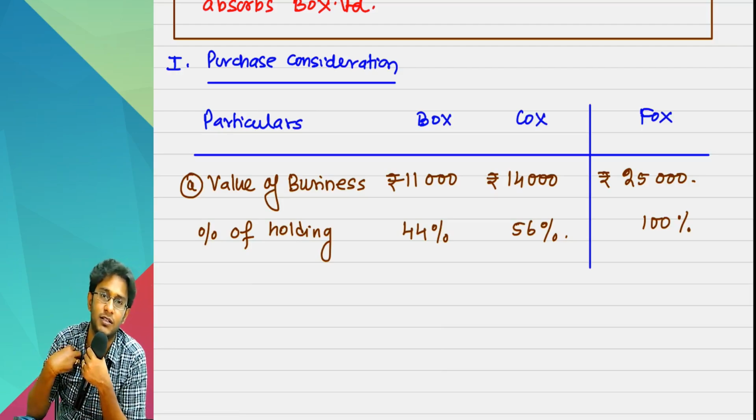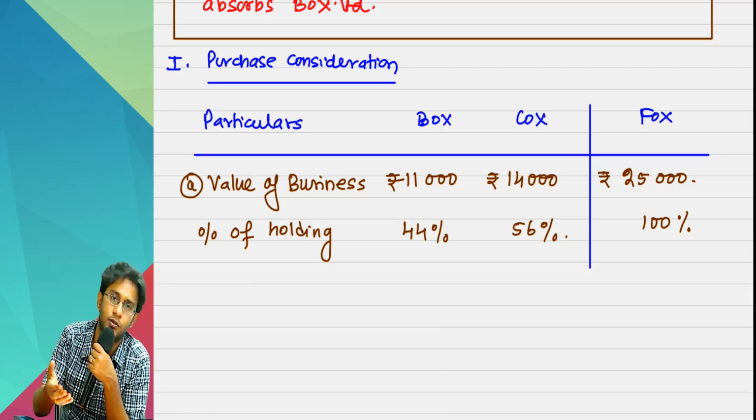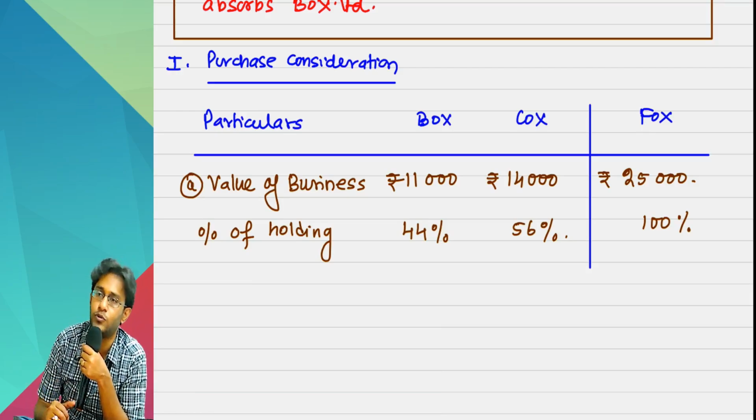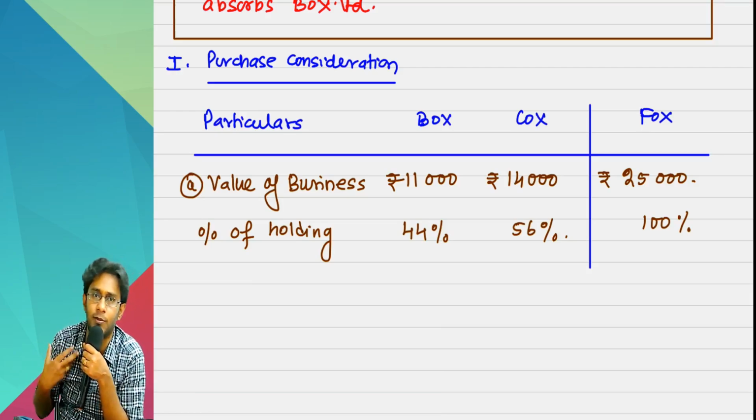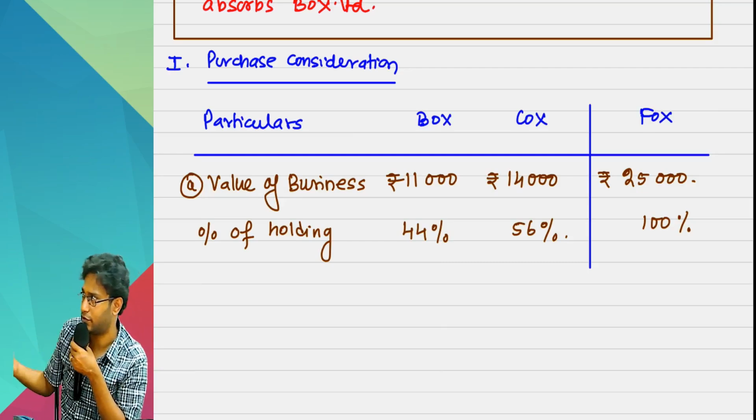Sir, if my net assets worth is 14,000, your net assets worth is only 11,000. Tell me who should have more shares? Who should have more shares? Because I'm having more net assets contributing to Fox Limited.